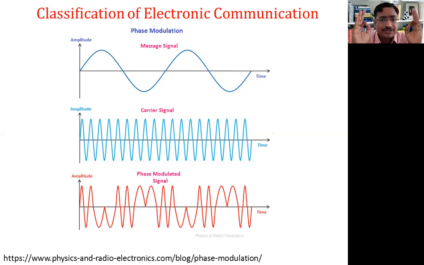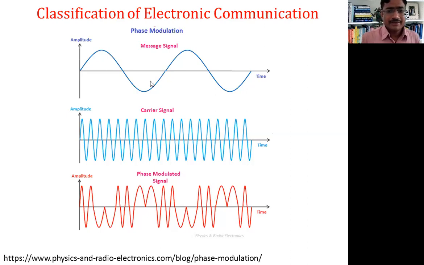Phase modulation is the process in which the phase of the carrier signal is varied according to the amplitude of the information signal by keeping the amplitude and frequency of the carrier signal constant. Carrier amplitude and frequency are kept constant, but the phase of the carrier is varied along with the amplitude of the modulating signal. That is called a phase modulation process.